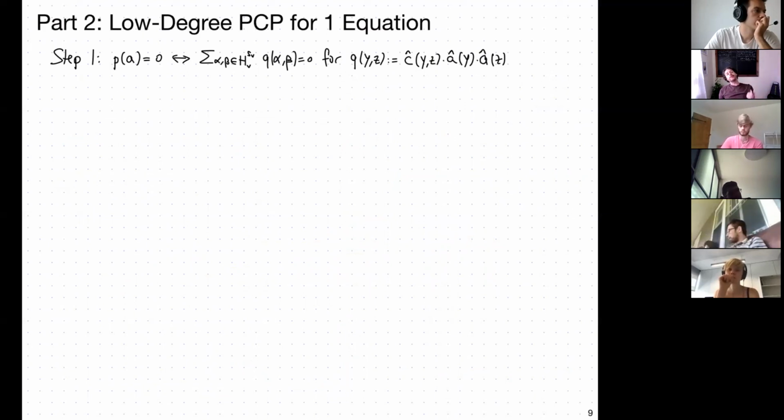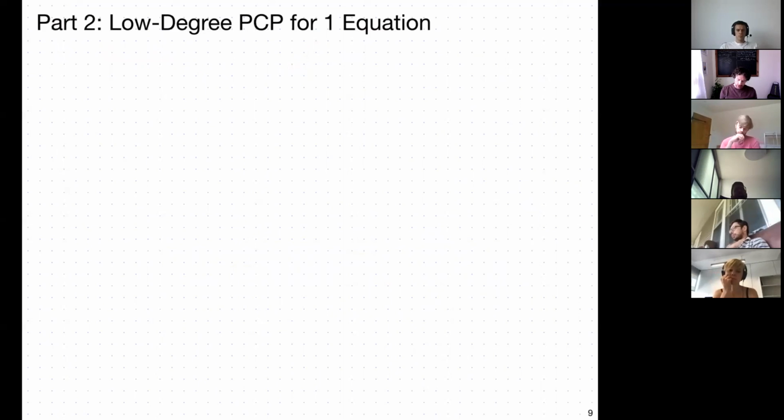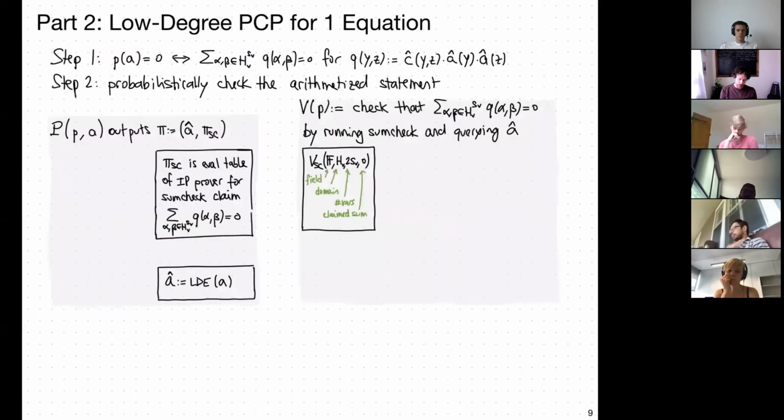So suppose that we have a satisfying assignment A. So it means that when will the polynomial P be equal to 0? It would be equal to 0 if and only if this summation over the hypercube would also be equal to 0, because we arithmetized it, we chose this polynomial such that P is 0 if and only if this happens, right?